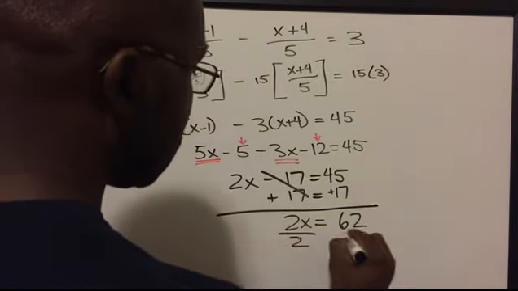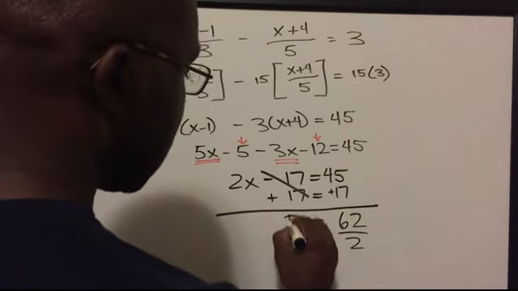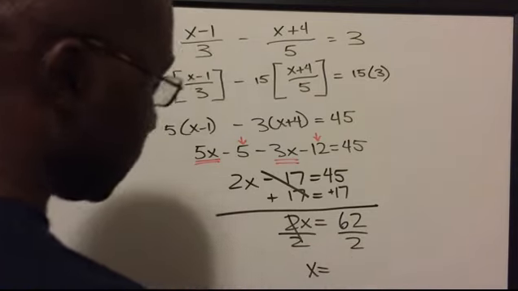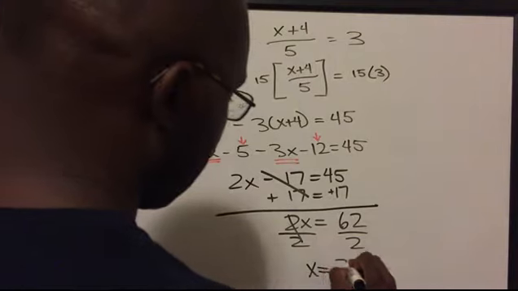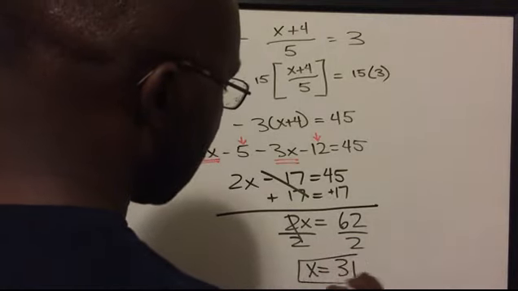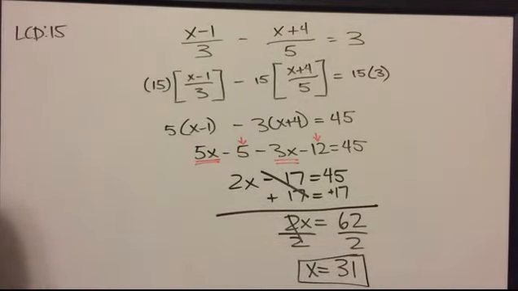Divide both sides by 2. This cancels out. X is equal to 31. And that is our final answer for this problem right here, 31.